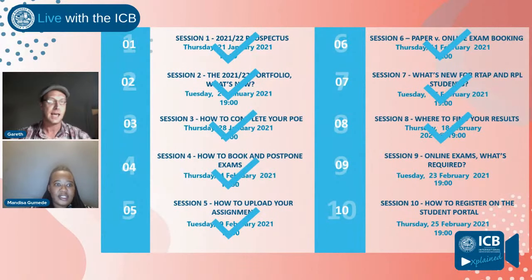So yes, in terms of what we have already covered, we've looked at the 2021-22 academic year prospectus. We've looked at the 2021-22 portfolio and what is new. We've looked at how to complete the POE, how to book and postpone exams, how to upload your assignment. We've looked at paper versus online exam bookings, what is new for RTAP and RPL students, and where to find your results. Thank you so much, Gareth.